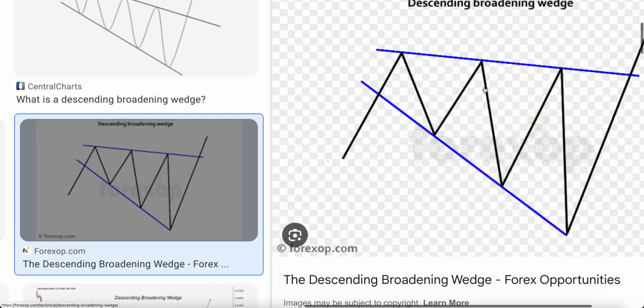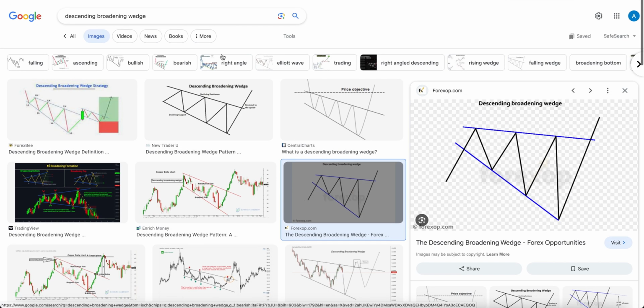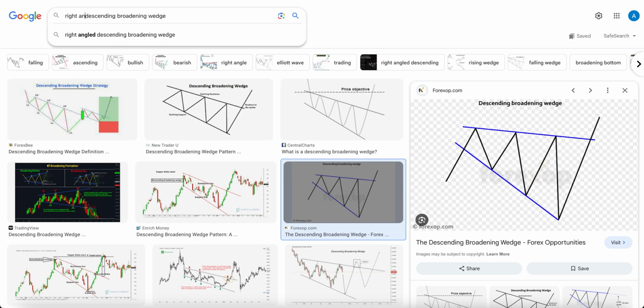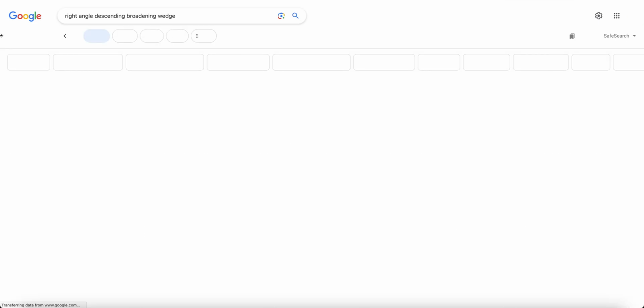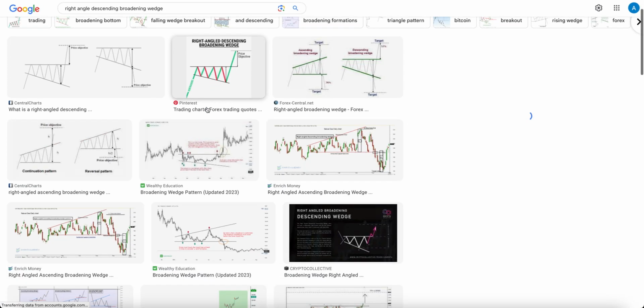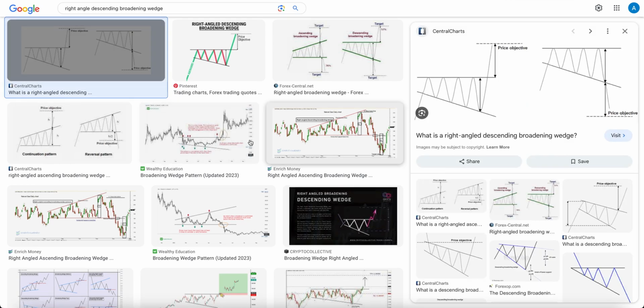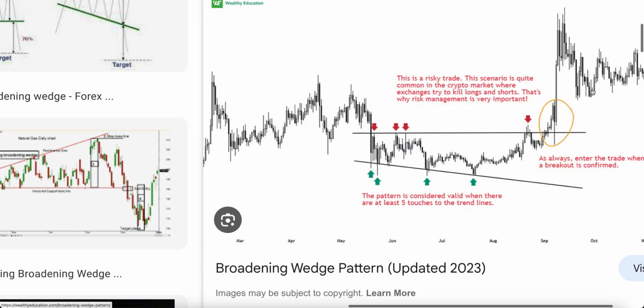So you're going down like this, and actually this is not a descending, this is a right angle, so it's pretty much a very long name. Right angle descending broadening wedge right there. Yes, so this one I want to show you right over here, or probably something like this. Okay, this is the best one. This is the best case.